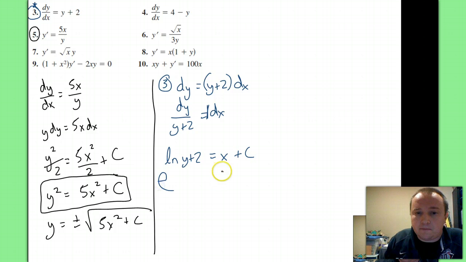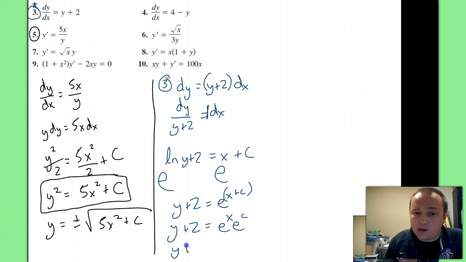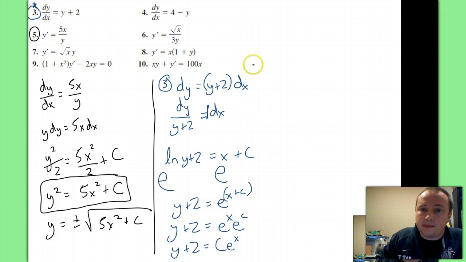Exponentiate. Okay, and I now have y plus 2 equals e to the x plus c, where plus c is up as a power. So I'm going to rewrite this as y plus 2 equals e to the x times e to the c. So I have y plus 2 equals c e to the x.